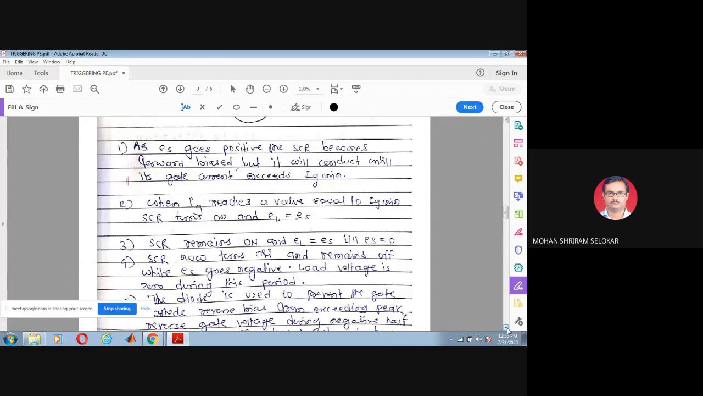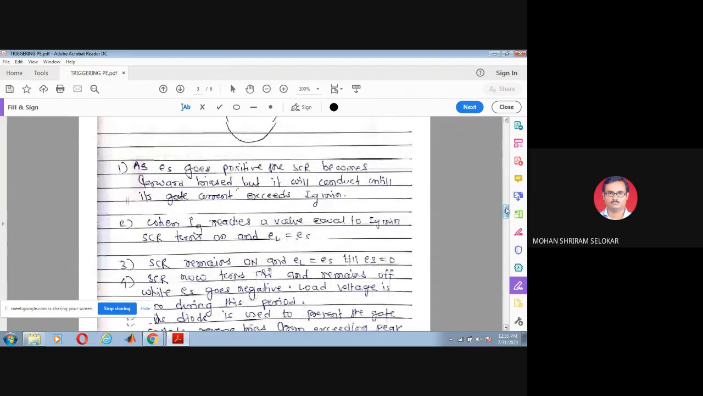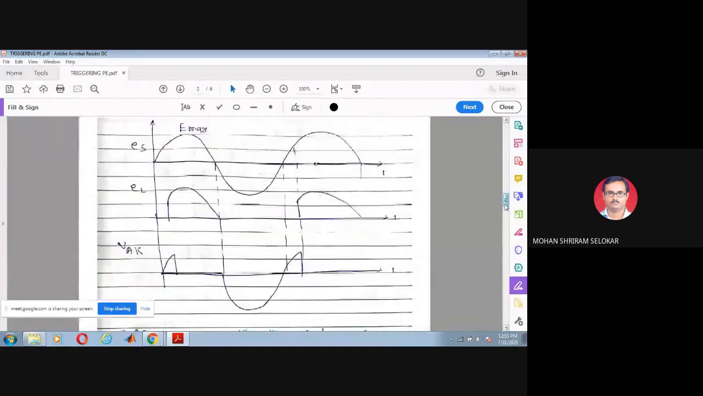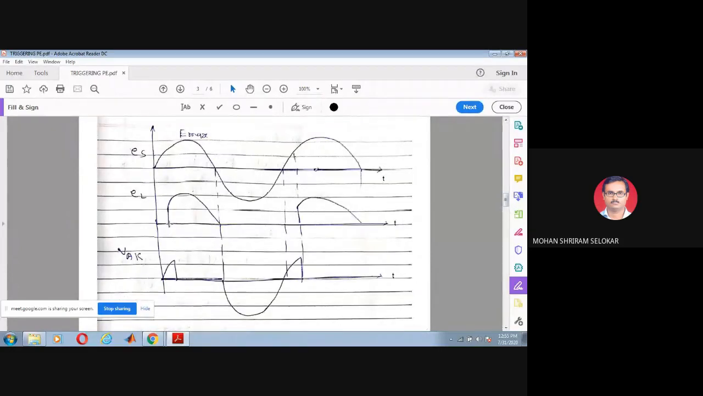In that case, when my SCR is turned on, my circuit gets completed and the load voltage will be equal to ES. You see here, when it is turned on, while applying the KVL, at this point of time my ES is equal to EL when the SCR is turned on. So at this point of time, let us say this is 30 degree. What happens? Till 30 degree, SCR is not turned on, so there will be no load voltage.